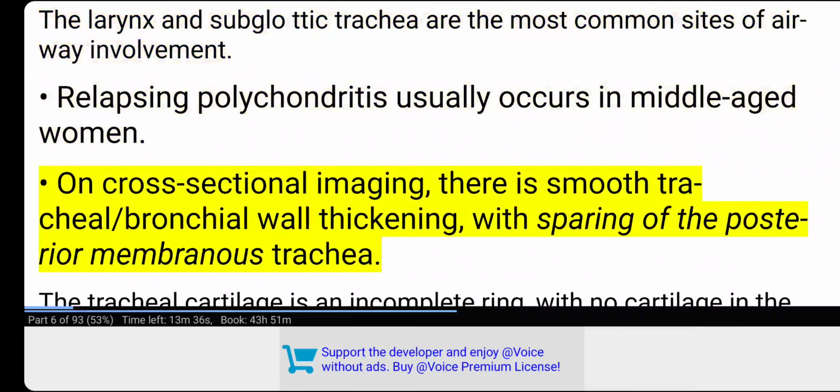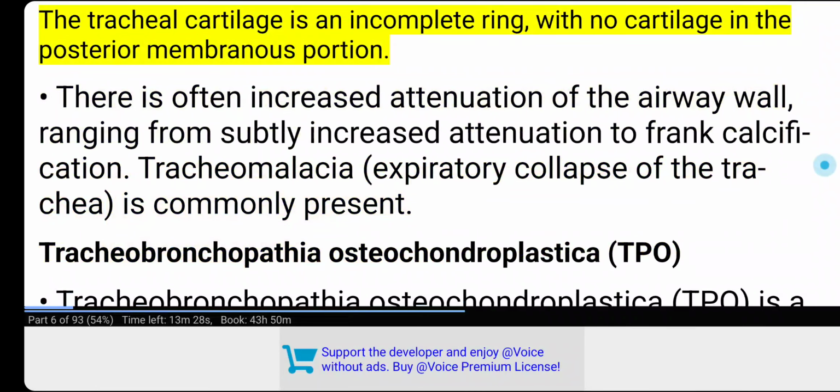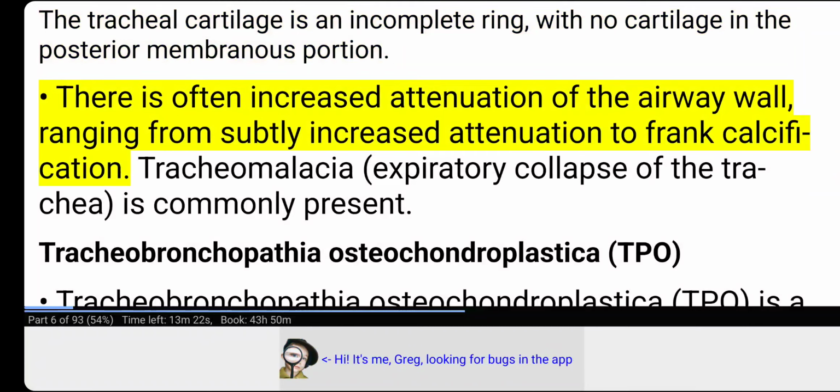On cross-sectional imaging, there is smooth tracheal bronchial wall thickening, with sparing of the posterior membranous trachea. The tracheal cartilage is an incomplete ring, with no cartilage in the posterior membranous portion. There is often increased attenuation of the airway wall, ranging from subtly increased attenuation to frank calcification.